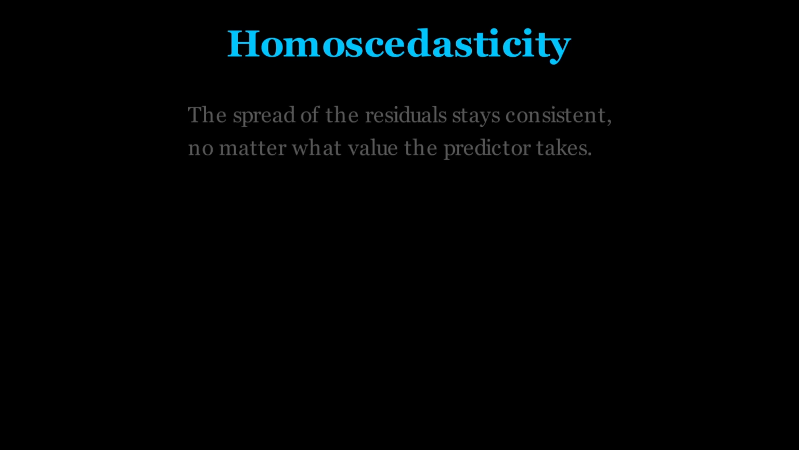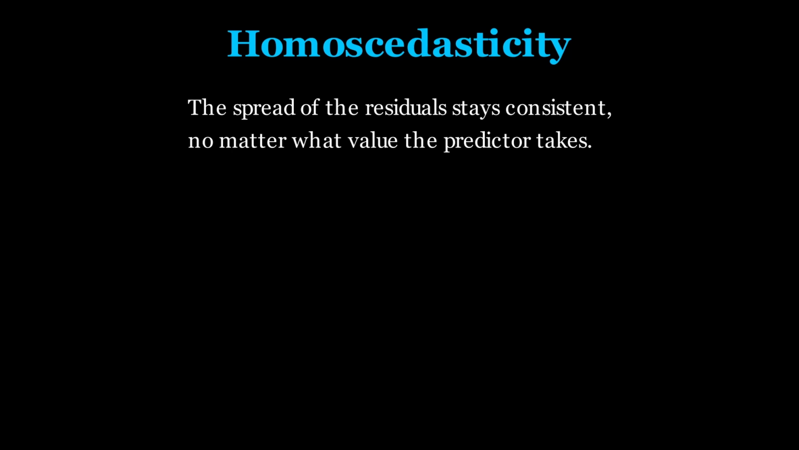Let's start with homoscedasticity. This is a term used to describe a situation where the variance of the residuals is constant across all levels of the independent variables. In other words, no matter what value the predictor variable takes, the spread of the residuals remains consistent.